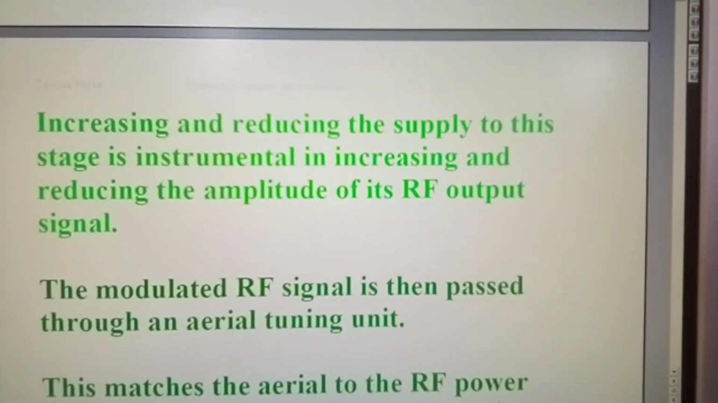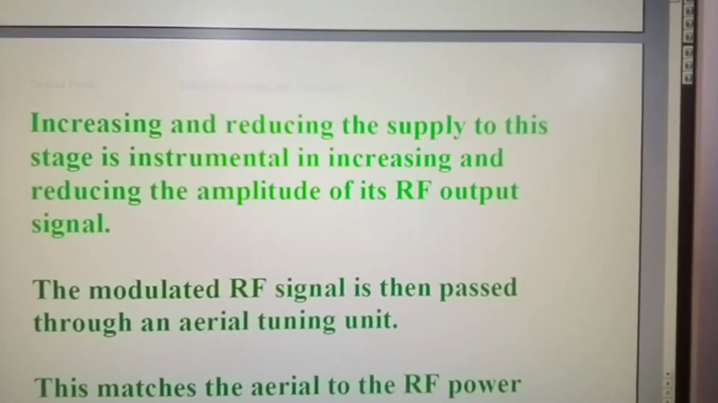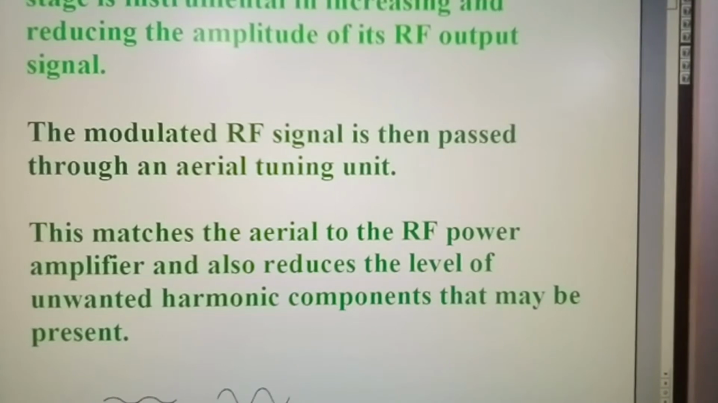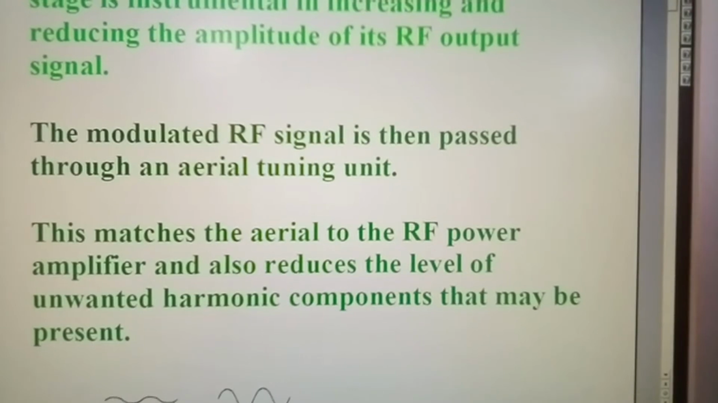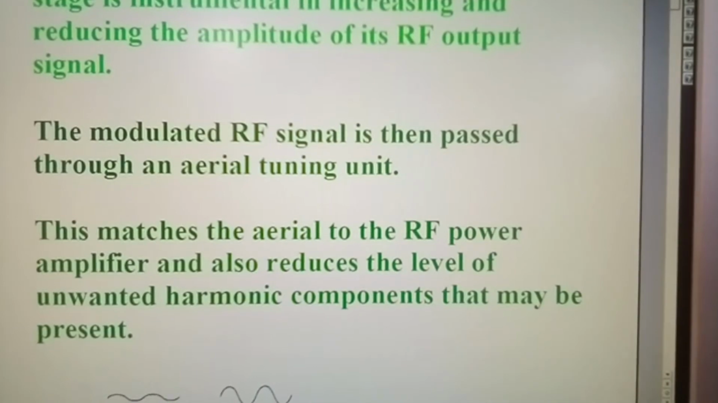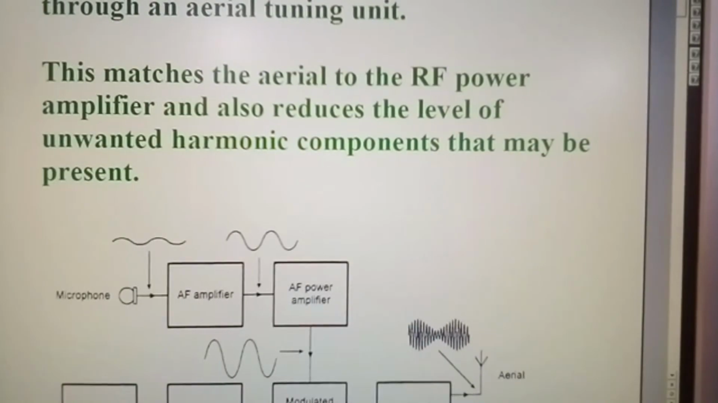The modulated RF signal is then passed through an aerial tuning unit. Now, I've done this basically in text before the diagram comes up. Hopefully, do a bit of research for yourselves as well. This matches the aerial to the RF power amplifier and also reduces the level of unwanted harmonic components that may be present. Now you need to remove any harmonic distortions because that will consume power and will cause a massive distortion to the output signal that you're trying to use. And here's the diagram.